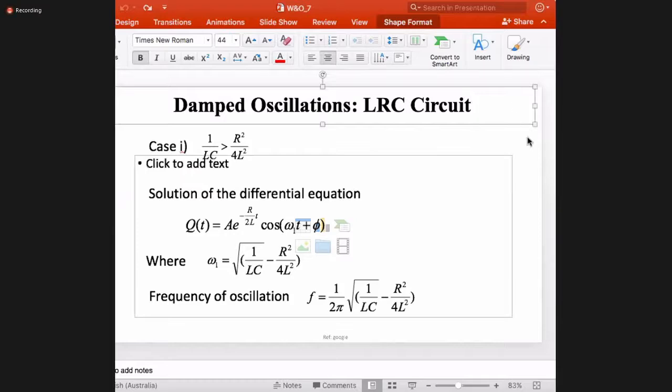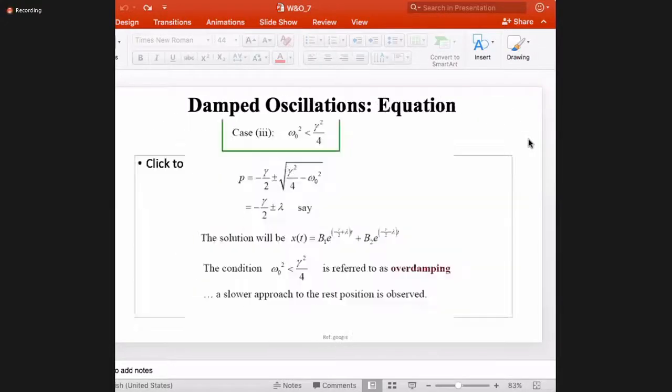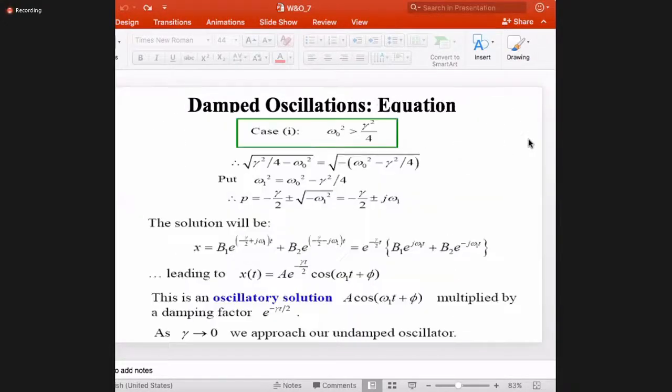If we move back to our previous class, this is the value we derived: omega 1 square means omega naught square minus gamma square by 4, right? If you understood my previous class, then you know this: omega 1 square equals omega naught square minus gamma square by 4.